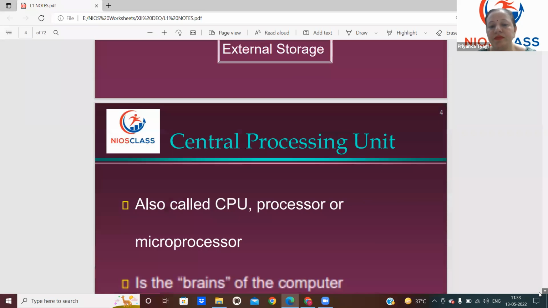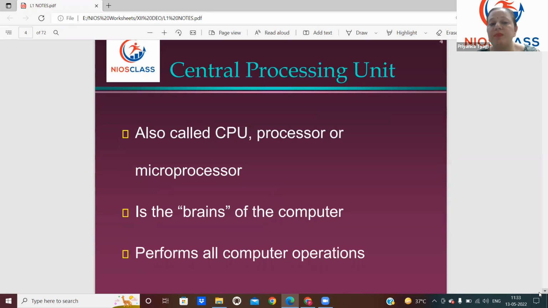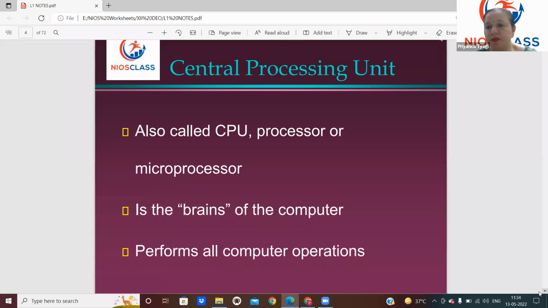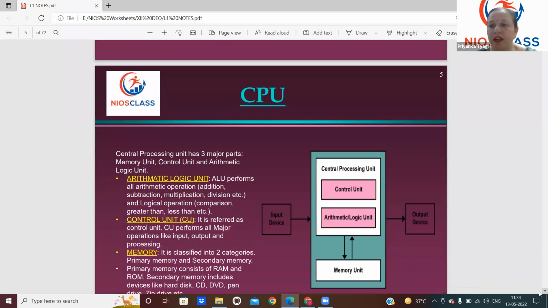Now the main device of the computer, the CPU, stands for central processing unit, as you can see on the screen. So the processor, CPU, and microprocessor are very important devices. Basically the CPU is the brain of the computer. If I take the example of our human body, it is controlled by our brain. Just like that, the overall working inside the computer is controlled by the CPU. It performs all the computer operations, whether numerical or other data operations.